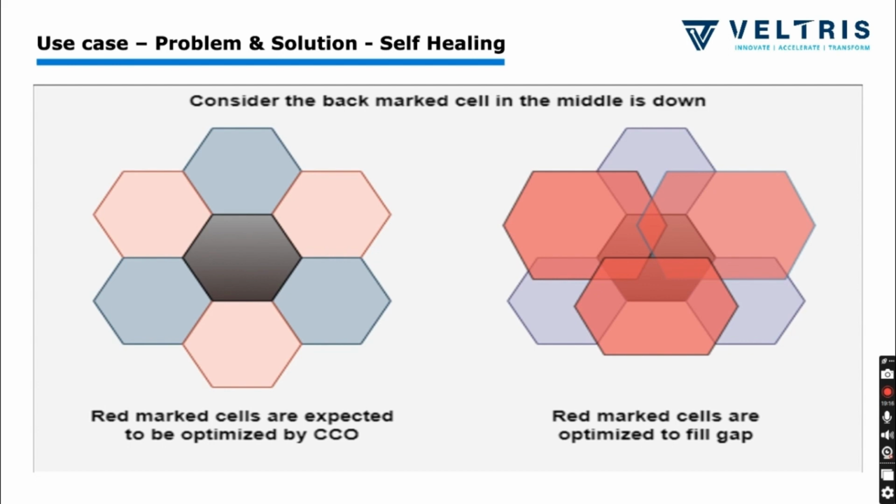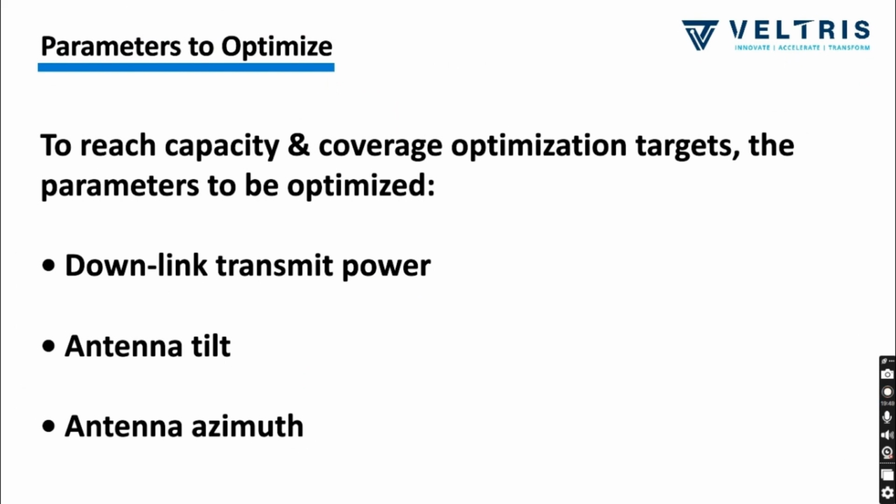After modification, you can see in the right hand side, the lost cell coverage is being covered. Also, since it is omnidirectional antenna, it can increase the interference in the surrounding cells. Hence, if we have directional antenna, we can use the directional antenna to modify particular direction antenna of a sector which is immediate neighbor of the lost cell by reducing the interference. Finally, for the CCO to reach the capacity and coverage optimization targets, the parameters that are needed to be optimized by the CCO function are downlink transmit power, antenna tilt, and antenna azimuth degree.